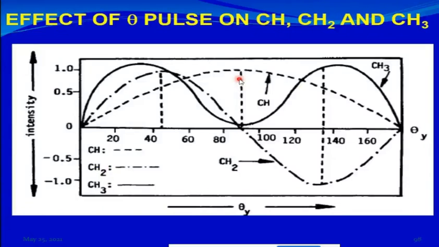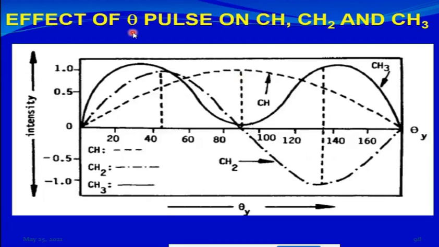Now, DEPT is a technique which, of course, is comprised of different pulse sequences. We will not go into the details of what is the pulse sequence of DEPT experiment, but the last pulse of this experiment, this DEPT pulse sequence, is known as the theta pulse. Theta is for the angle.